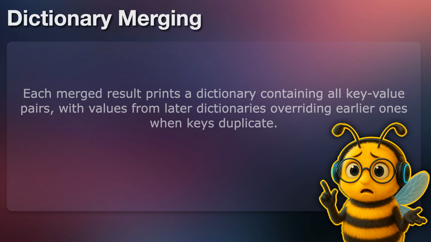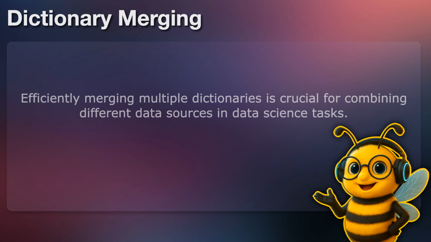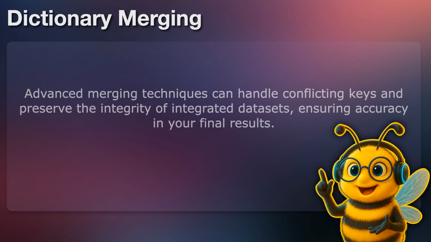Each merged result prints a dictionary containing all key-value pairs, with values from later dictionaries overriding earlier ones when keys duplicate. Efficiently merging multiple dictionaries is crucial for combining different data sources in data science tasks. Advanced merging techniques can handle conflicting keys and preserve the integrity of integrated datasets, ensuring accuracy in your final results.